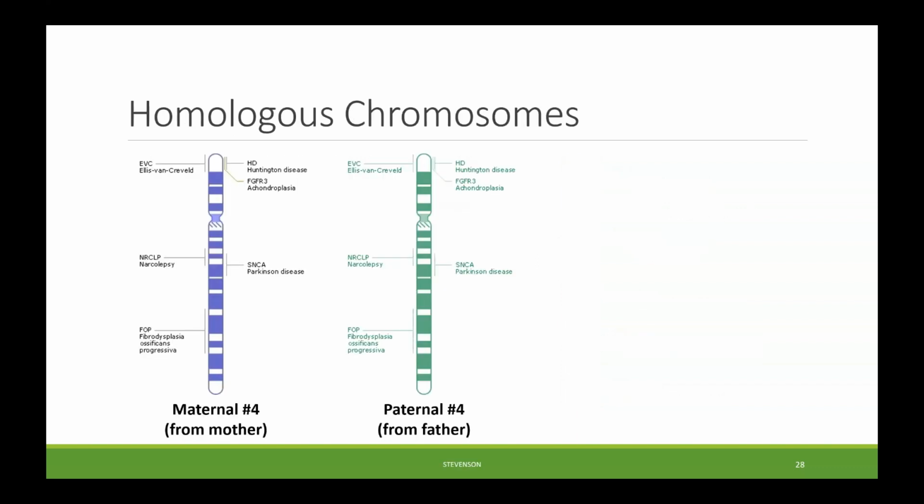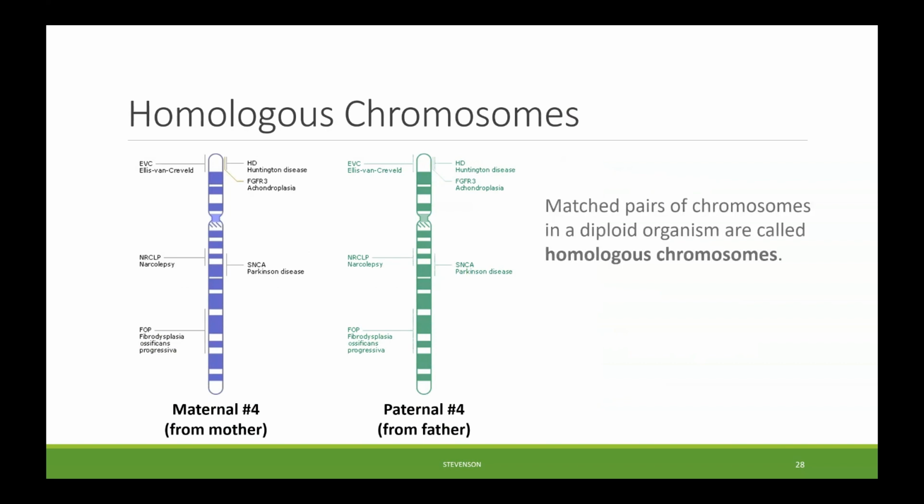Okay, so getting back to the big picture, we now know the structure of a chromosome. We also know that diploid eukaryotic organisms such as humans have 2 copies of each chromosome. These matched pairs of chromosomes are called homologous chromosomes. The prefix homo means the same. So homologous chromosomes are the same chromosome. It's just that one came from the maternal side, the mom, one came from the dad.